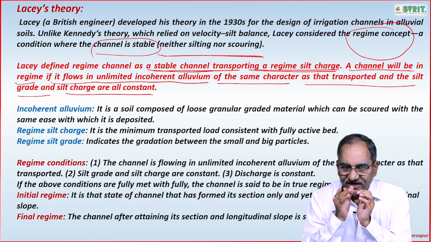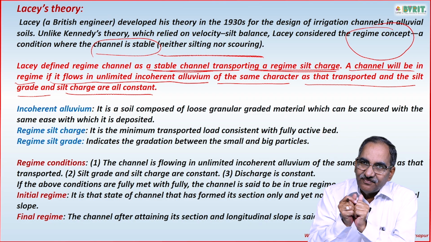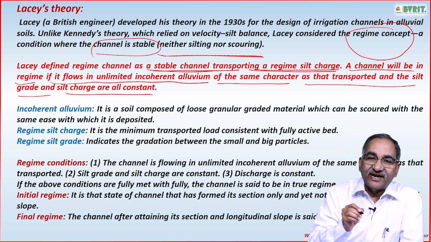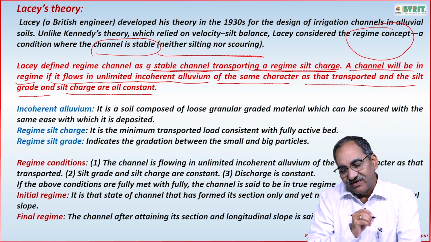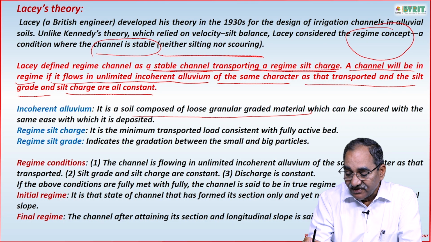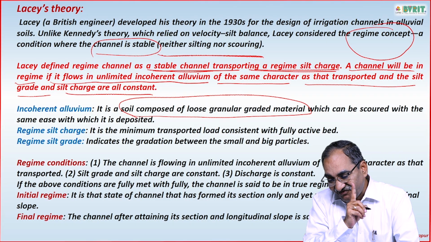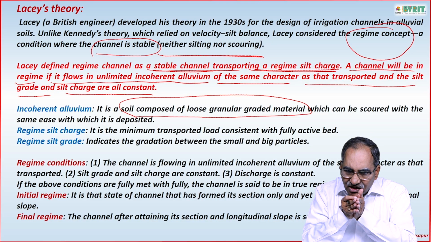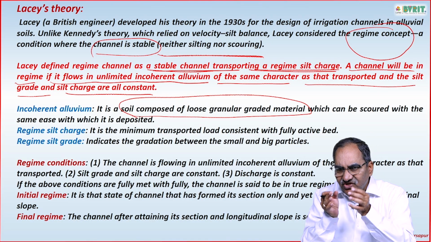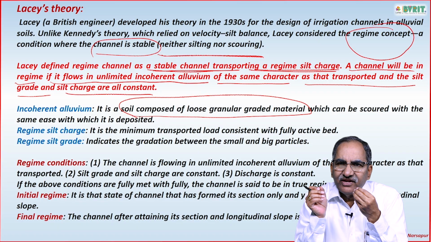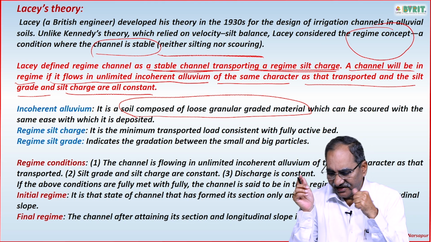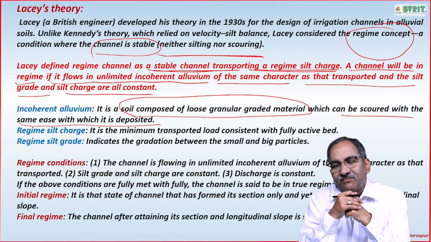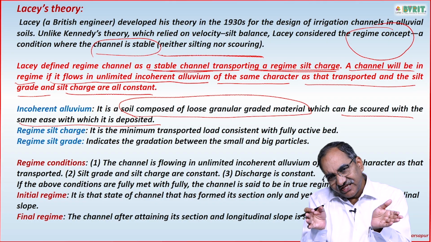A channel is said to be in regime when it flows through unlimited incoherent alluvium. What do you mean by incoherent alluvium? Incoherent alluvium means the soil is composed of loose graded material. The soil is considered very loose. The channel passing through such a soil, a very loose granular graded material, can be scoured with the same ease with which it is deposited, because this soil can be easily scoured.